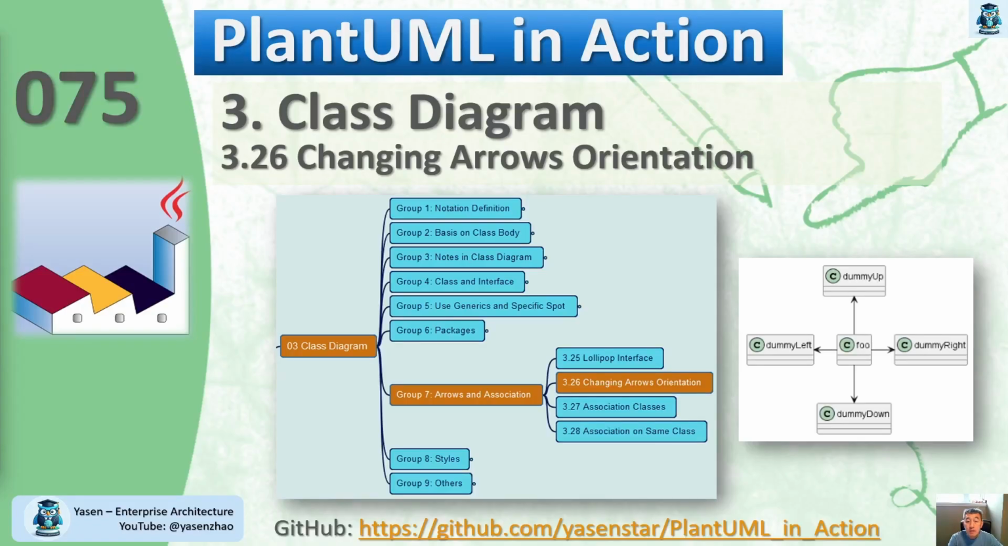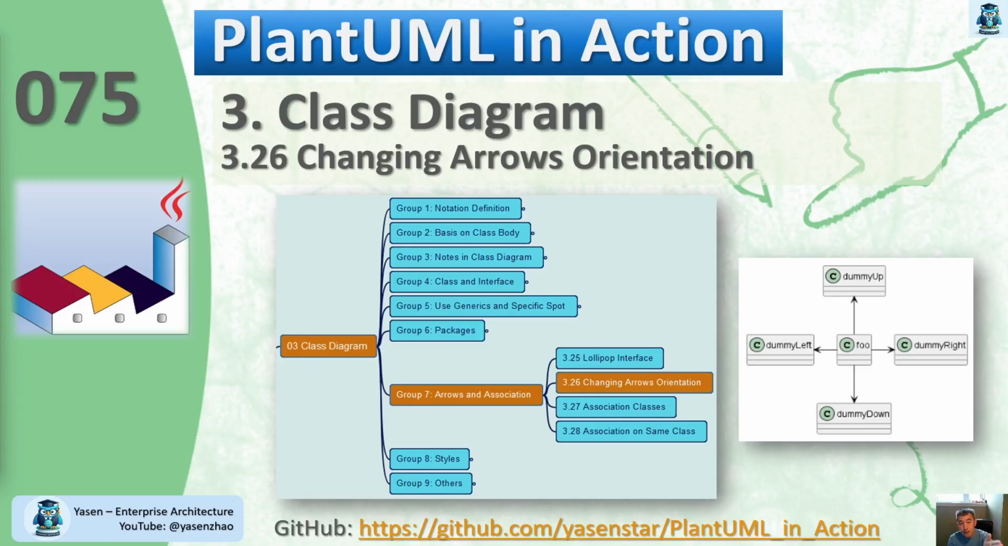We now move to 3.26, changing arrow orientation. From this sample, you can see the arrow can point in different directions. Those are precise adjustments for the layout of the arrows in the diagram. I think in the earlier samples we have tried, we saw the default arrow orientation behavior.